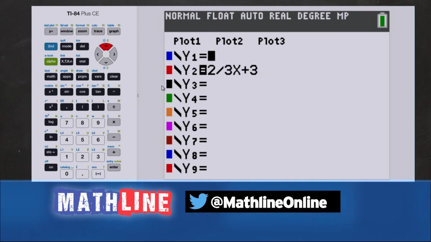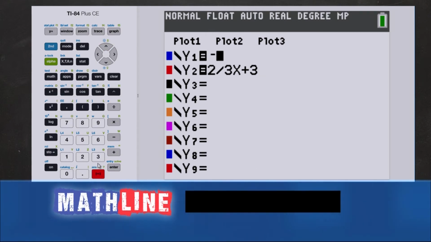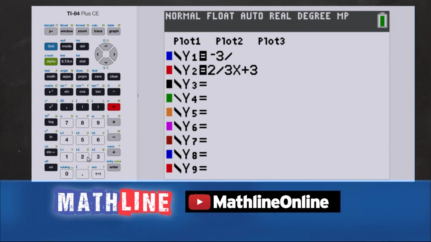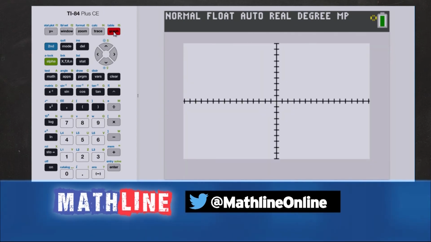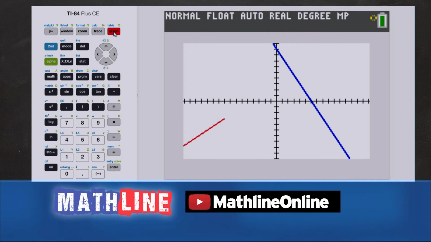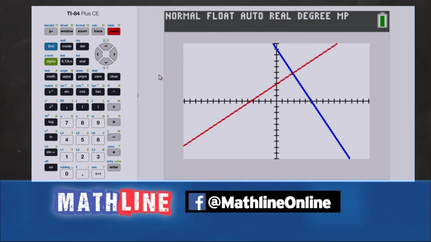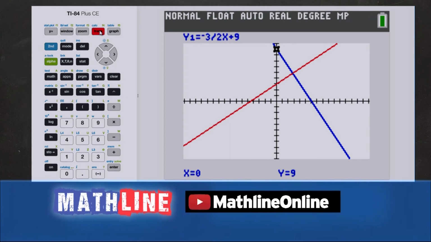We'll put the other guy that we just found. How about it? -3 halves x, and we had a plus 9. That's kind of crazy, isn't it? And we'll enter that. Let's graph. I hope they look pretty perpendicular. There we go. By the way, remember you can zoom 5 to make sure that will work. I also would like to see on the second one, which I think was the blue one. Let's put a trace on there, see where it goes first.